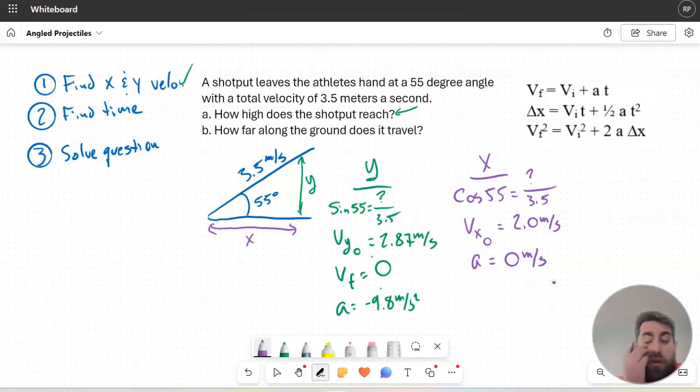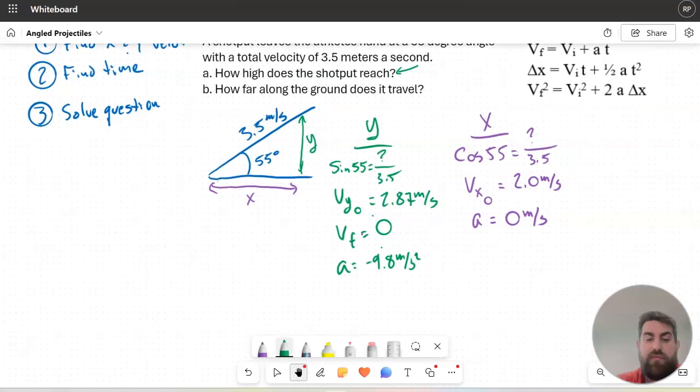So when we look at this, what do we know 3 things about? We know 3 things about the y, so that's where we start. When we look at this, we've got to find time first. But Mr. Peterson, it doesn't ask you about time. Doesn't matter. You just got to solve for the time first. So we have a velocity final. We have a velocity initial.